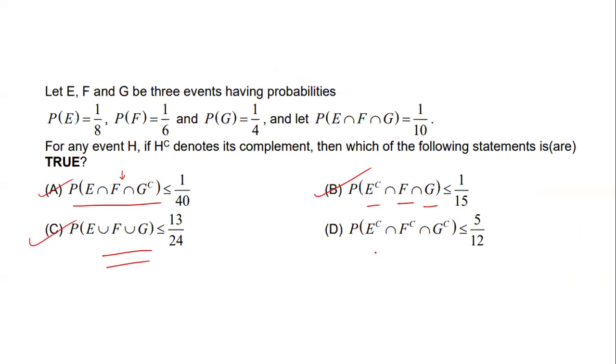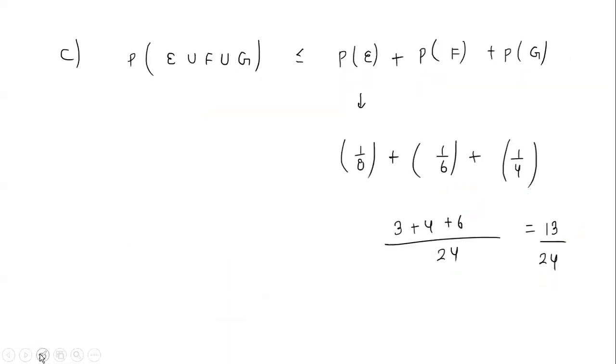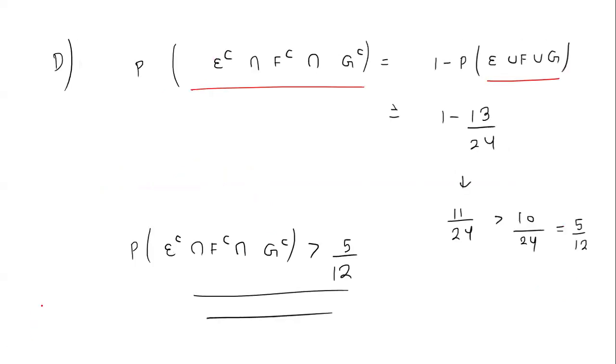And the last option says the probability of complement of E intersection complement of F intersection complement of G is less than or equal to 5 by 12. We have to check whether this is correct or not. This probability is the same as 1 minus probability of E union F union G. And we know that E union F union G is always less than or equal to 13 divided by 24, so the maximum value of this can be 13 divided by 24.